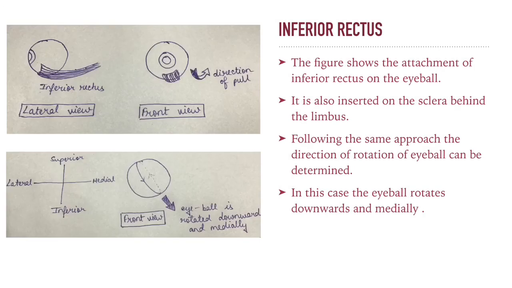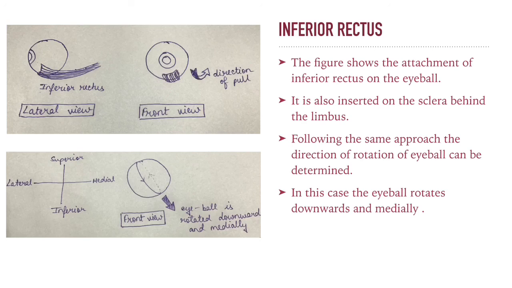The first figure shows the attachment of the inferior rectus on the eyeball. It is somewhat opposite to the attachment of the superior rectus, that is, below the eyeball. When seen from the front view, we can see that it is slightly oblique. It is also inserted on the sclera behind the limbus.